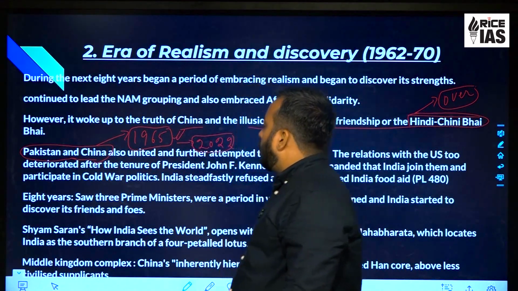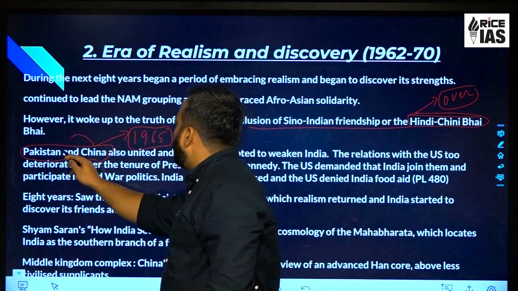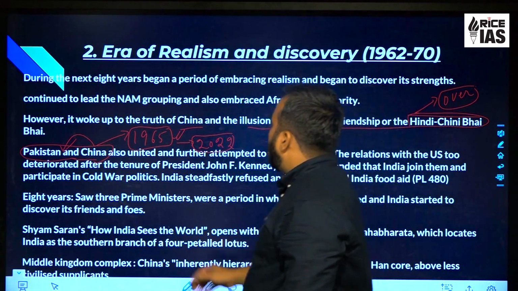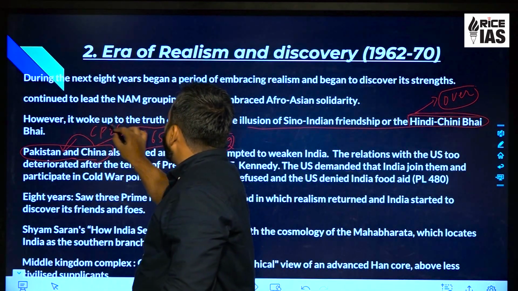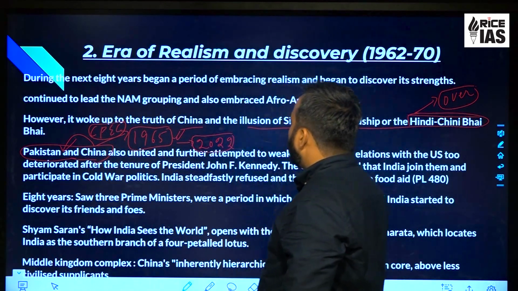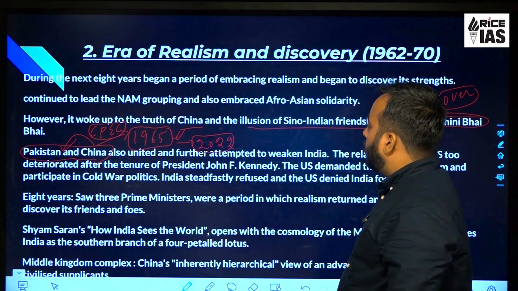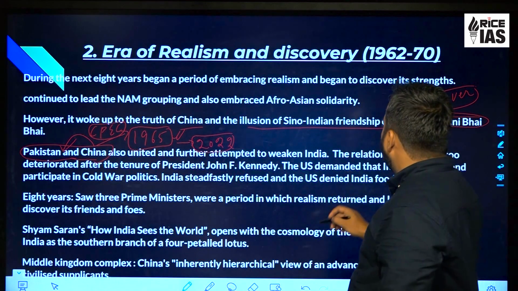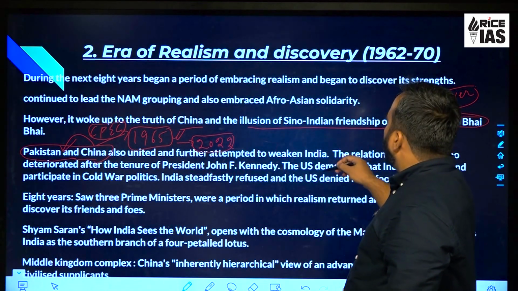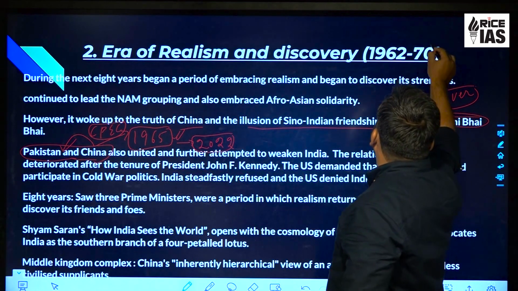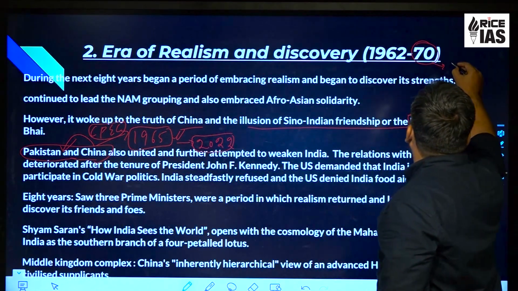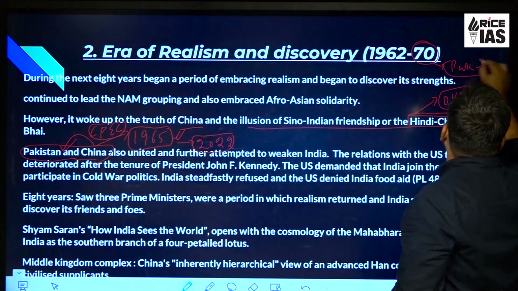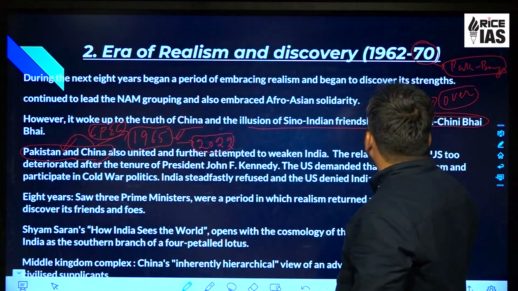Pakistan is able to say and do things with the help of China. The China-Pakistan Economic Corridor is passing through Pak-occupied territory of India, that is Gilgit-Baltistan. So this one is an era of realism. This is ending with the division of Pakistan, the Pak Banga division. That happens a little later.